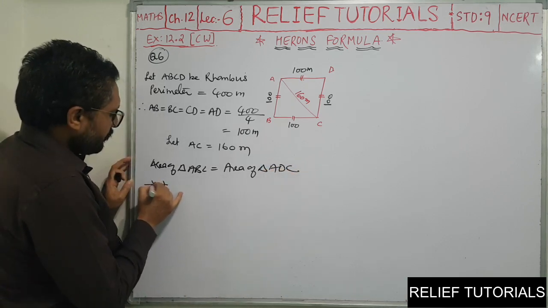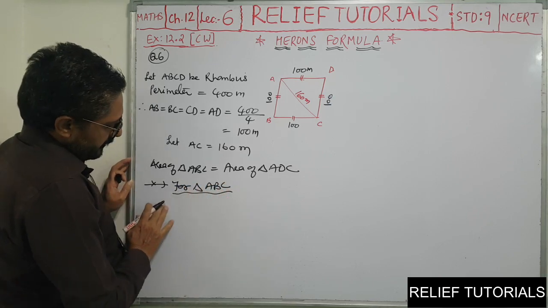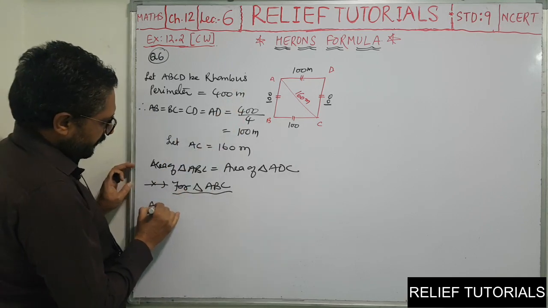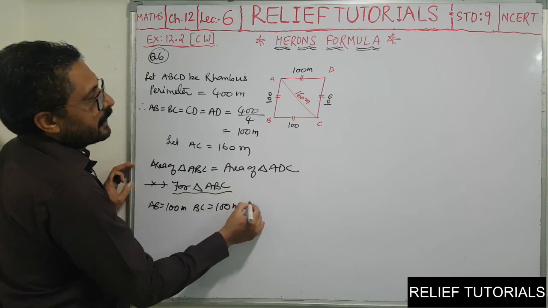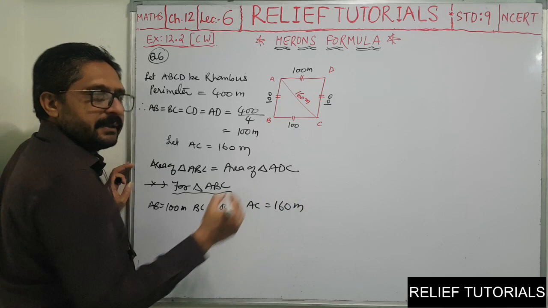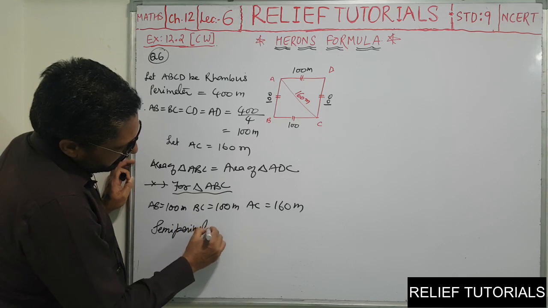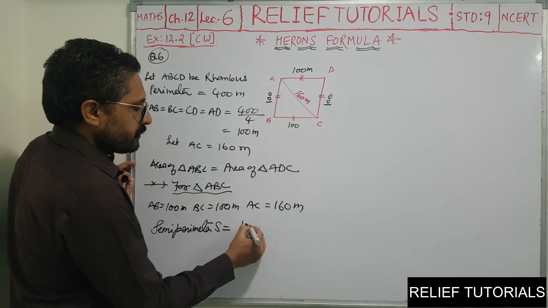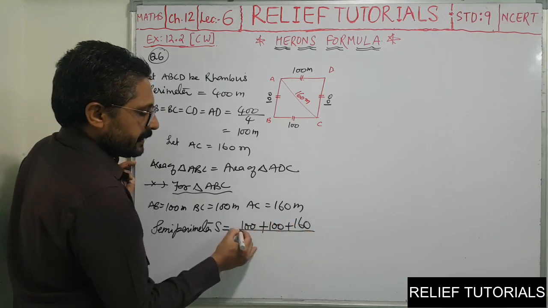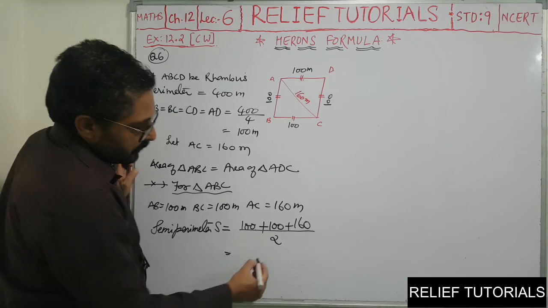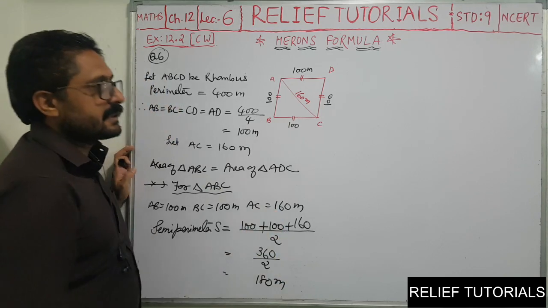Now for any one triangle, triangle ABC, we will find the area. For triangle ABC, AB is equal to 100 meter, BC is equal to 100 meter, and AC is equal to 160 meter. We will find the semi-perimeter. S is equal to 100 plus 100 plus 160 divided by 2, so 360 divided by 2. So 180 meter is the semi-perimeter.